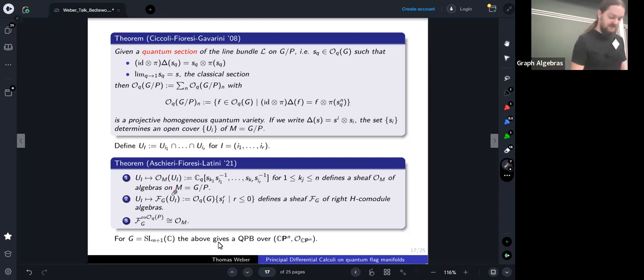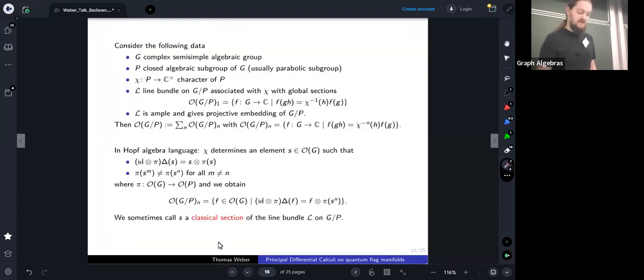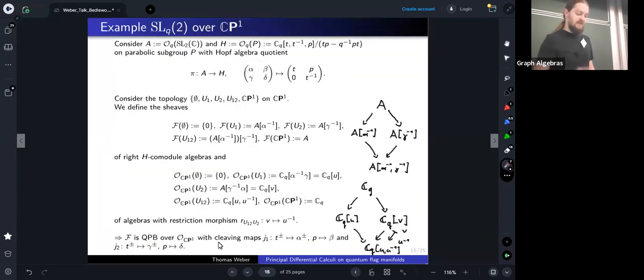Let's see. So just very briefly. On the base space, you use combinations of the inverse, in the Ore sense, of the quantum sections with elements of the quantum section. And on the total space, you also take the Ore extension, very much like we have seen in this toy example here.